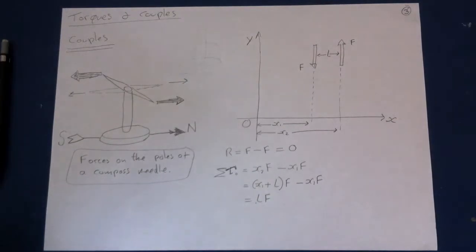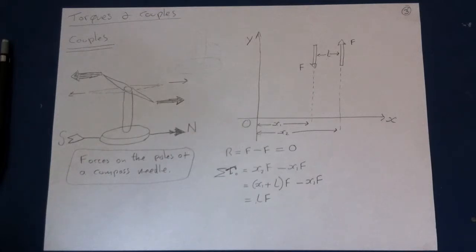Now we're going to discuss couples. Sometimes the forces on a body include two forces of equal magnitude and opposite direction, with lines of action that are parallel but do not coincide. Such a pair of forces is called a couple.